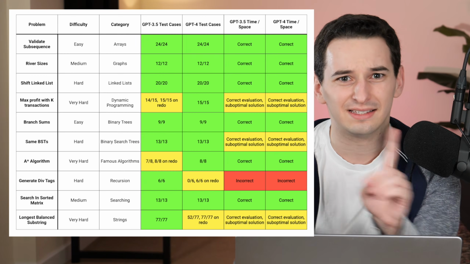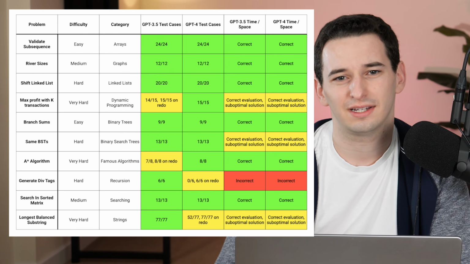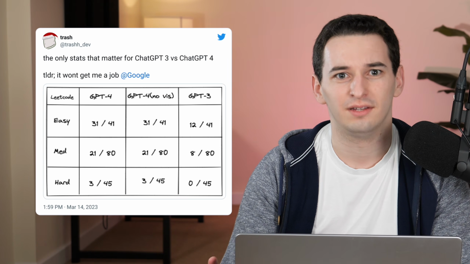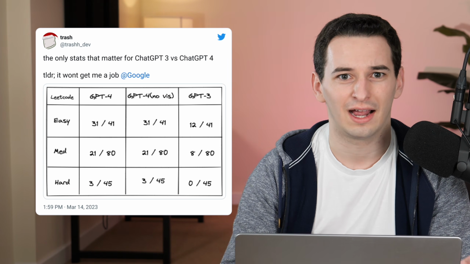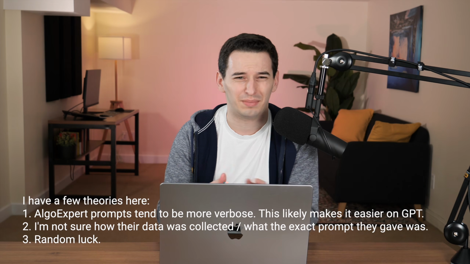All right, so here is the data. Actually, they performed almost the exact same, which was interesting. I've seen some other data that people have shown on Twitter and whatnot, where GPT-4 is doing much better than 3.5 in the coding interviews. But at least in my small test, they did basically the same.